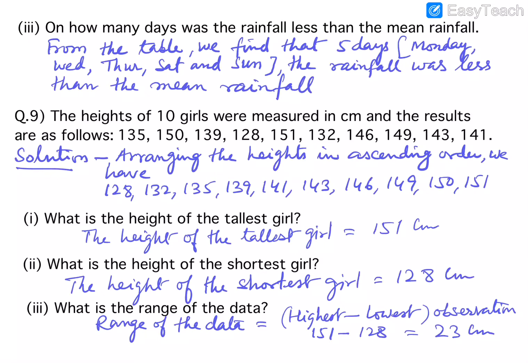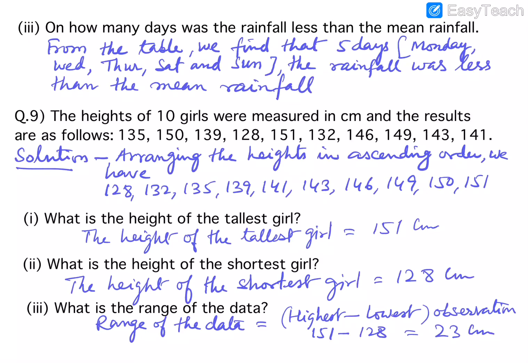इसमें यहाँ बताना है कि किन किन दिनों में, यानी कितने दिनों में जो रेनफॉल है वो 5.9 जो कि मीन है 5.9 मिलीमीटर से कम बारिश हुई है. तो मंडे में 0 हुई है, इसी तरीके से वेडनेसडे में 5.9 से कम है, थर्सडे में कम है, सैटरडे में कम है और संडे में कम है. इस तरीके से इसका आंसर 5 डेज आ जाता है.